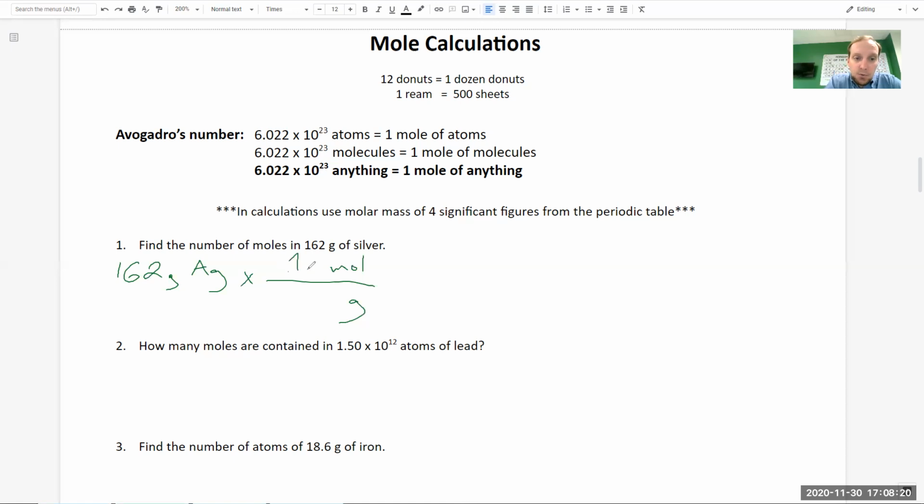We know that for every 1 mole would be the mass of silver off the periodic table. So the mass of silver is 107.868. So that's the average atomic mass of silver, which again is the mass of 1 mole of silver. So when we do this, we're going to cancel out grams, those cancel out, and what we're going to be left with is some number of moles, and that's going to be our answer.